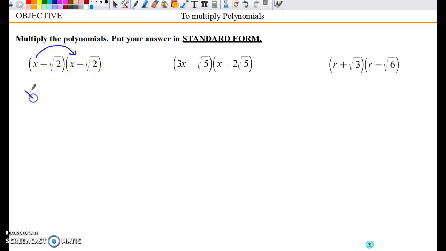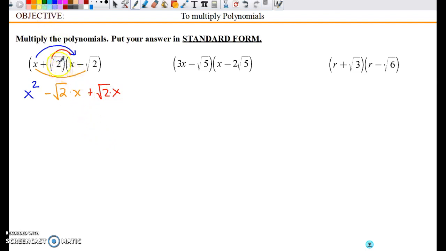First times first. X times x is x squared. Outer times outer. The negative square root of 2 times x would be the negative square root of 2 times x. Notice that the x is outside of the radical. Then I do the inner product. Positive square root of 2 times x, excuse me. So remember the x is on the outside.